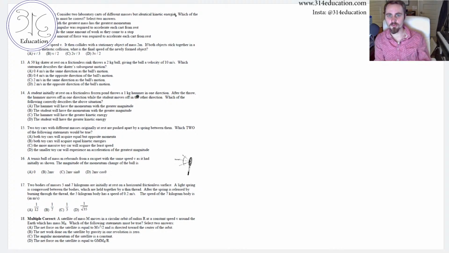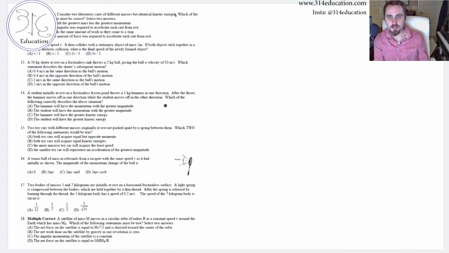B: The same impulse was required to accelerate each cart from rest. They have different masses, but identical kinetic energies. I don't think we can assume that's true either. That would mean they had the same change in momentum. But we expect these to have unequal momentums because they have equal kinetic energies and unequal masses. So B, unfortunately, can't be true either.